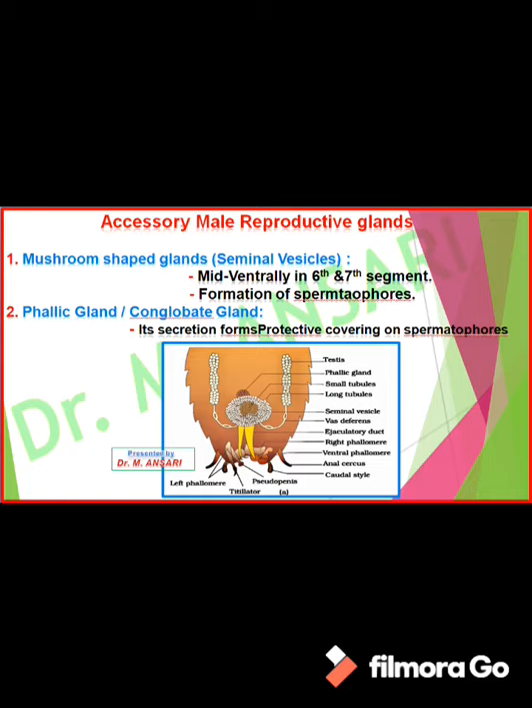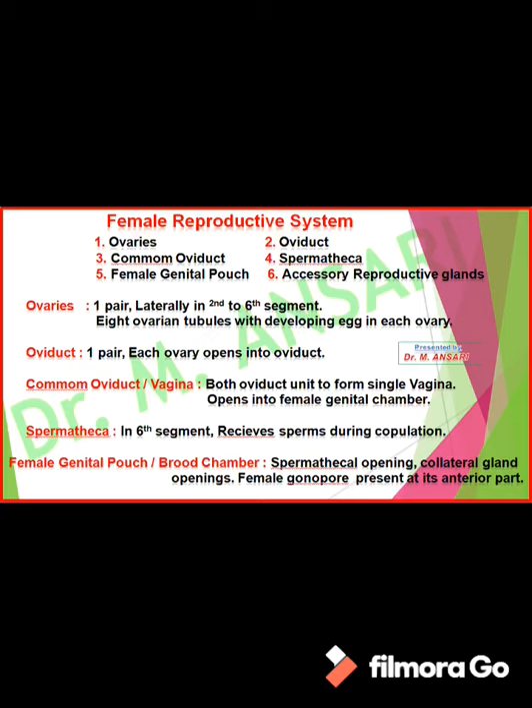It forms spermatophores. A spermatophore is nothing but a bundle of sperms. So, the bundle of sperms called spermatophore is formed by the secretion of the seminal vesicle. One pair of phallic glands is also present, called the conglobate gland, and its secretion forms the protective covering on the spermatophore. In the female cockroach, the female reproductive system consists of ovaries, oviduct, common oviduct, spermatheca, female genital pouch and accessory reproductive glands.